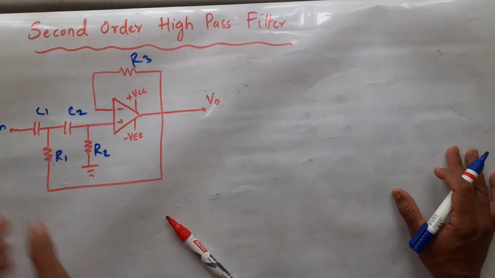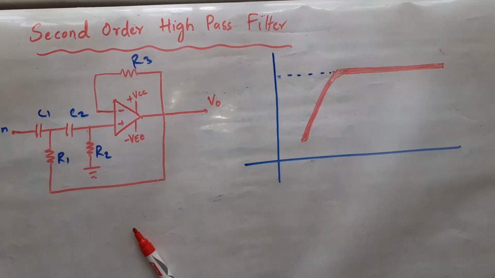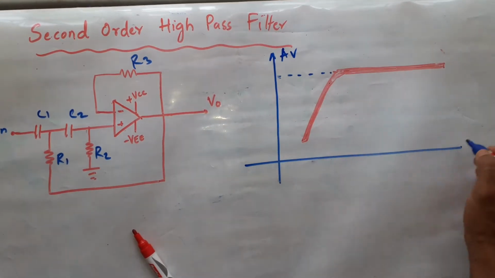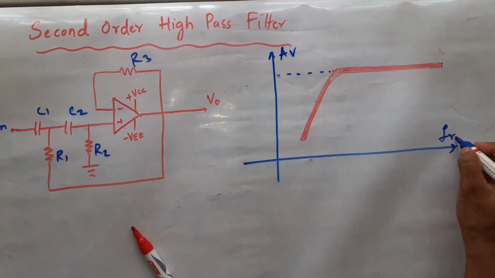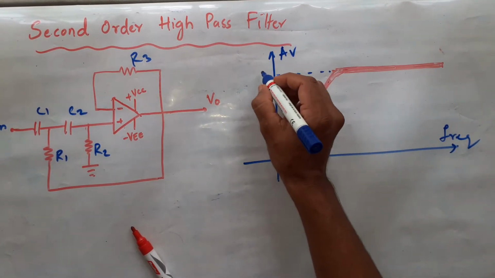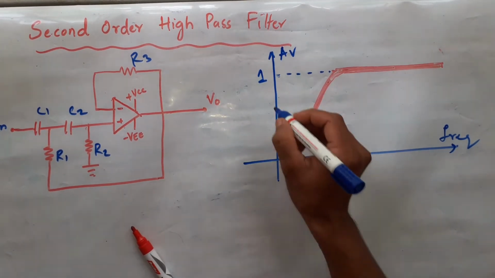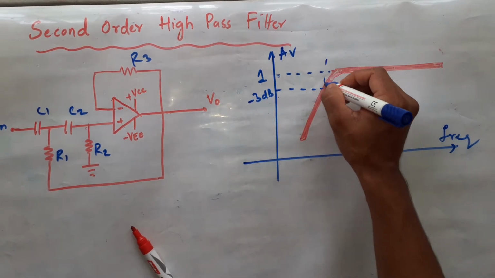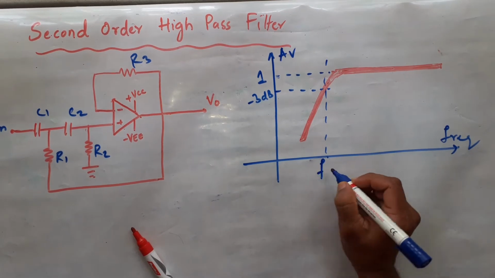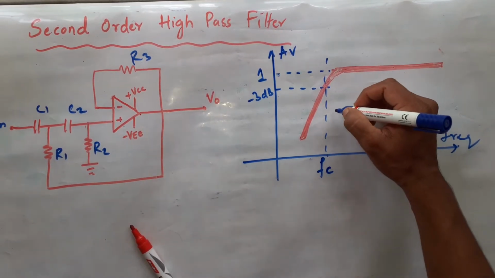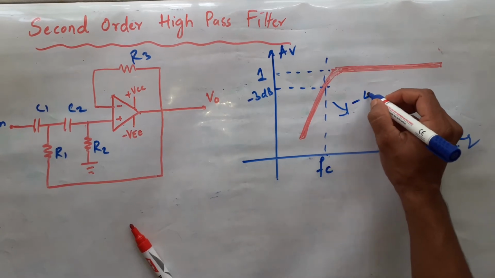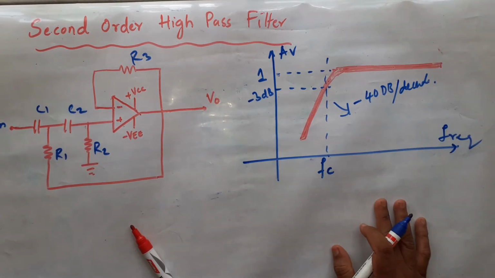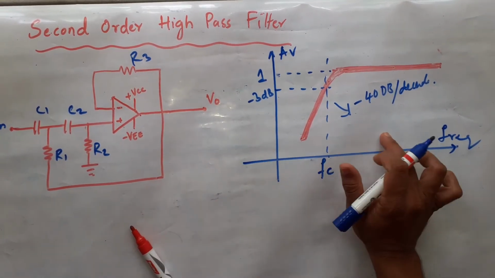Let us draw its frequency response. This is your gain. This is your frequency. This is where the gain is equal to 1 and the minus 3 dB fall occurs here. So this is your cutoff frequency and the fall rate is minus 40 dB per decade. Yeah, that's it. So this is what the circuit diagram and frequency response is.